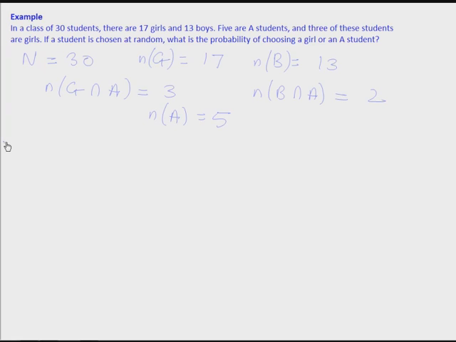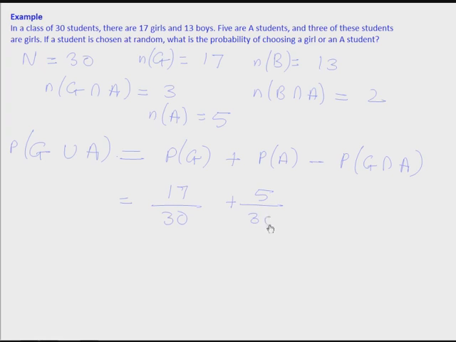What is the probability of choosing a girl or an A student? So we want to look at the event girl or A student, the event G union A. We want the probability of G union A. I know that P of G union A is P of G plus P of A minus P of G intersection A. What is P of G? How many girls are there in the total class? There are 17 girls out of 30. What is P of A? How many are A students? Well, 5 are A students. So 5 out of 30.